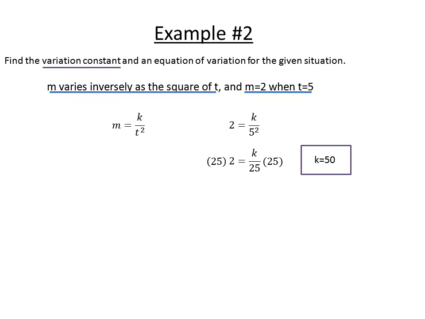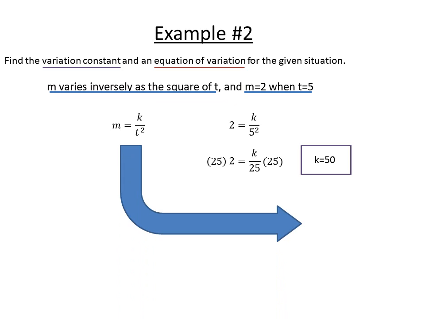That is one of the values we were asked to find. The original problem said find the variation constant, which is k, and we were able to find that k equals 50. The second part of the problem says find an equation of variation. We found a basic equation, which was m equals k over t squared, but now that we know our value of k, we want to plug that in, and we get m equals 50 over t squared. So our equation of variation is m equals 50 divided by t squared.